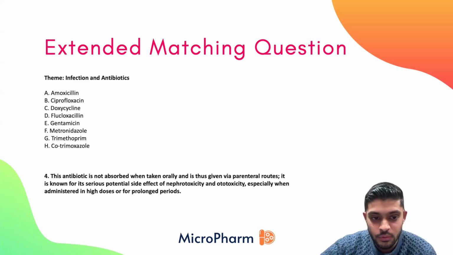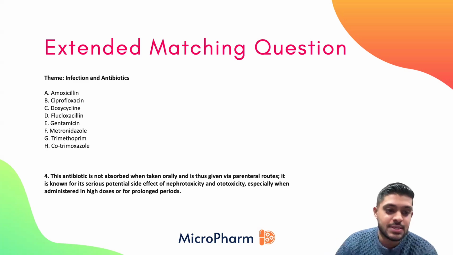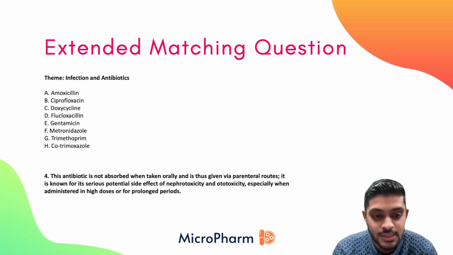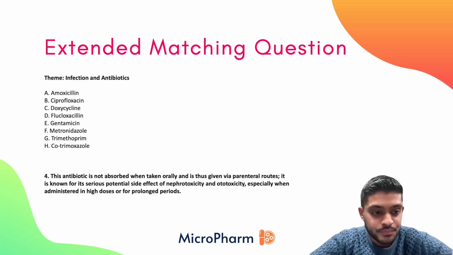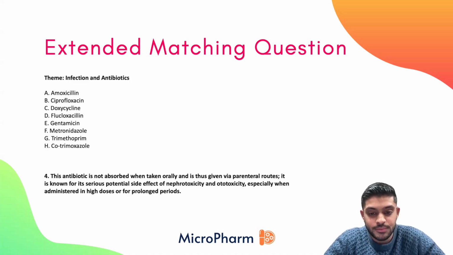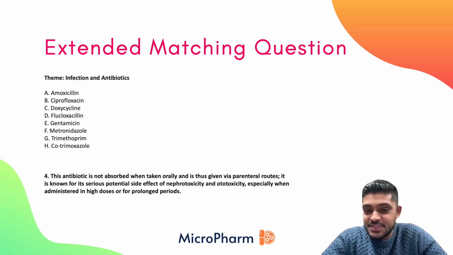Let me relaunch the poll. Antibiotic that is not absorbed when taken orally and is given via parenteral routes. It's known for its serious side effects of nephrotoxicity and ototoxicity, especially when administered in high doses or for prolonged periods of time. 75% of you answered so far. Let's share the results. So everyone here has answered E, which is gentamicin, which is absolutely correct.